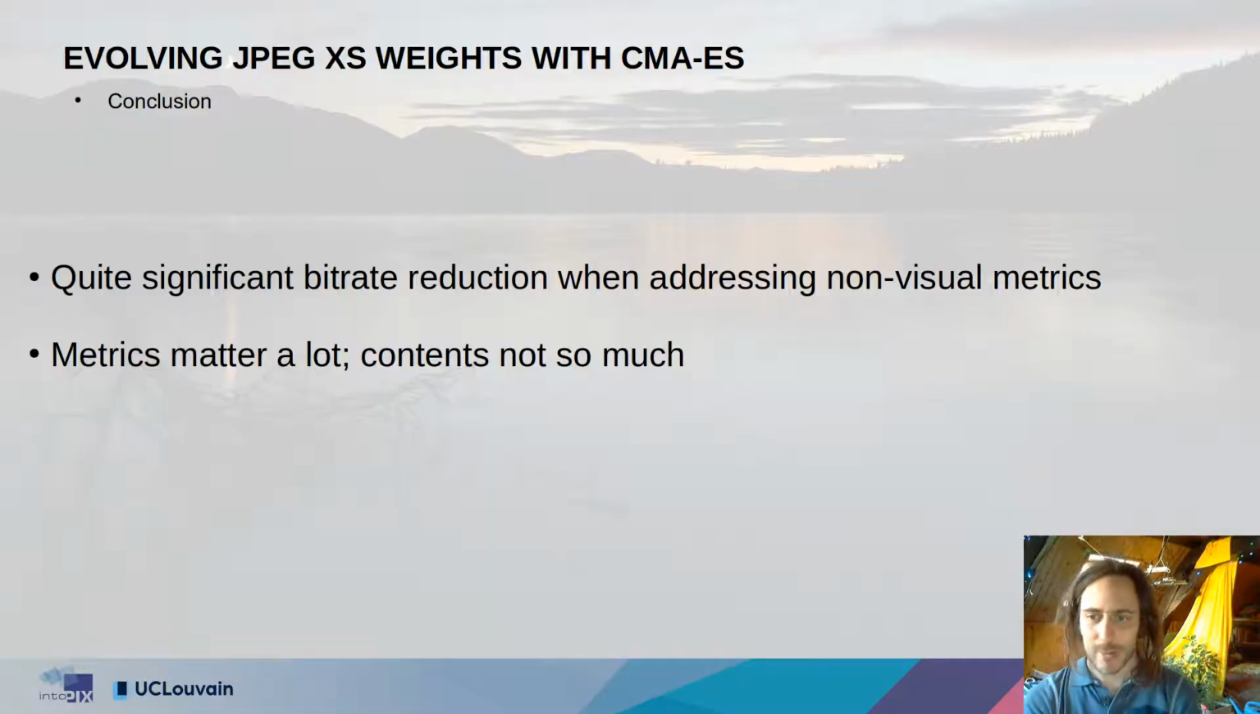We found that the matrix matters a lot, while content does not as much, and the largest gains are obtained with non-visual metrics such as the intersection over union in image segmentation. The paper describes the setup involved and how to generate weights for any application.